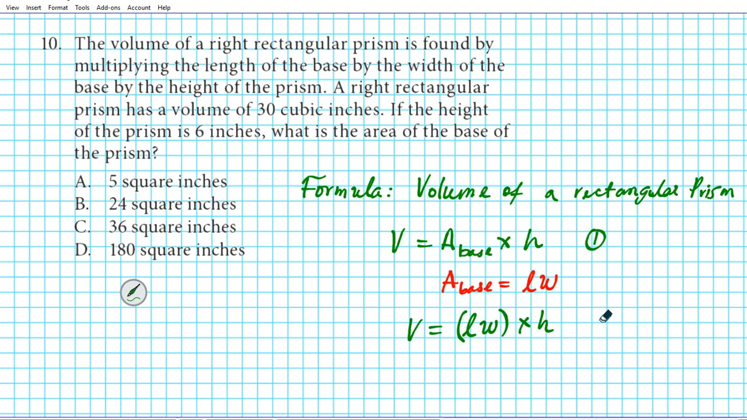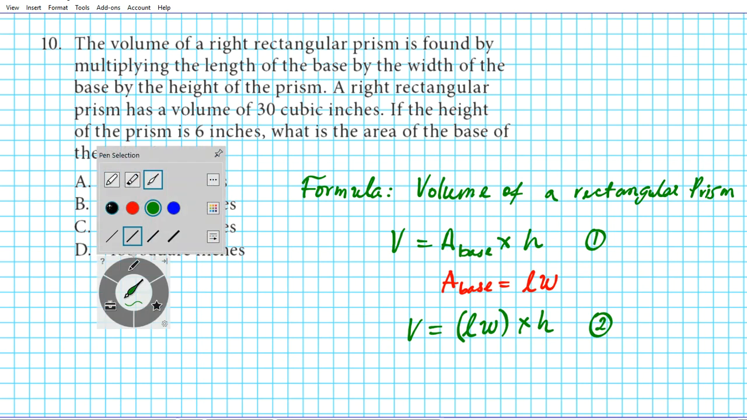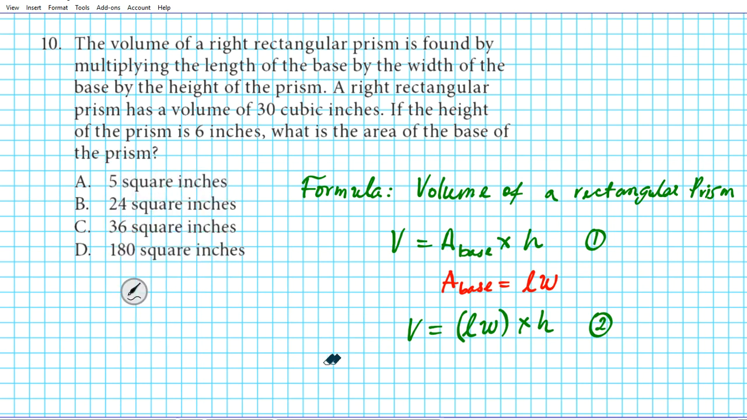We have two formulas here. We need to pick one to use for this particular problem. Okay? Is it the area of base times height equals volume, or volume equals length times width times height? Based on what we're given and what we need to find, we will be able to determine the right formula to use. Alright, so what are we given? We're given the volume of the rectangular prism, which is 30, so we know V is 30. We are also given the height of the rectangular prism, H is 6.